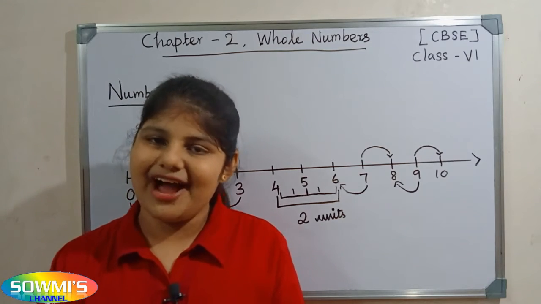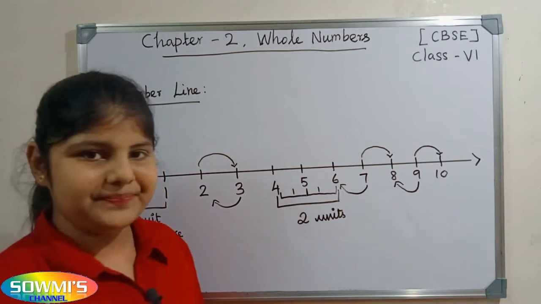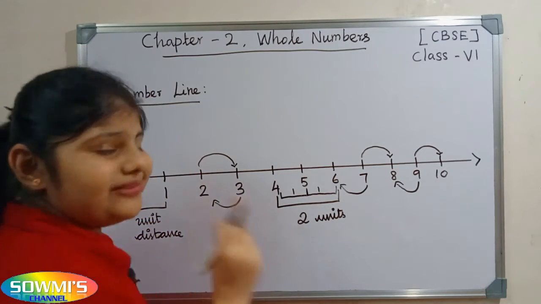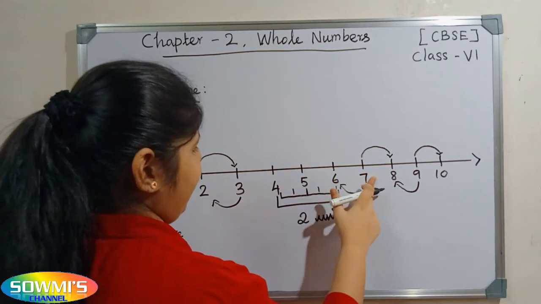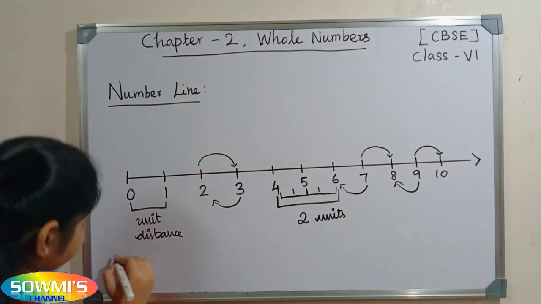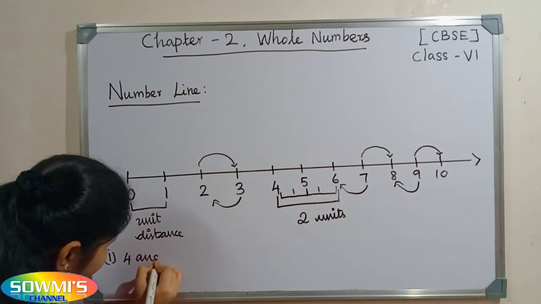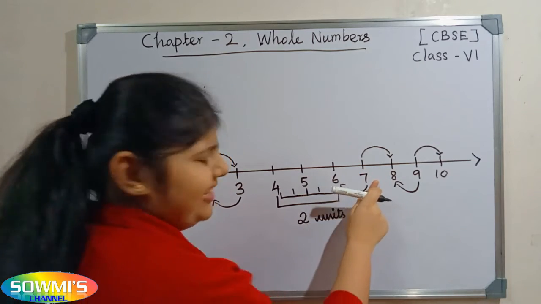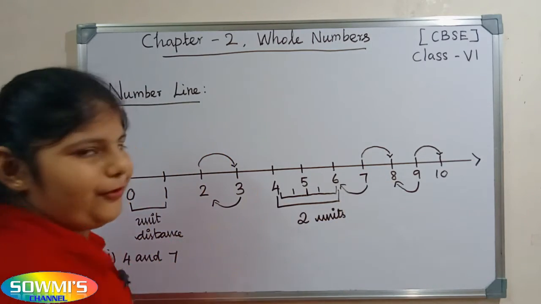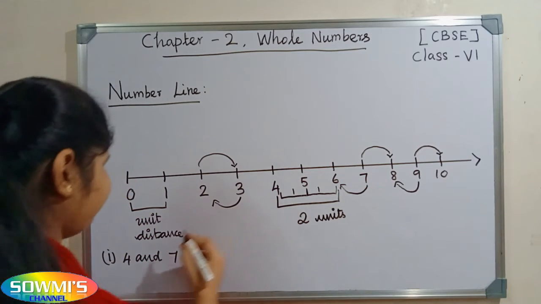So next we will see how to represent lesser than and greater than on the number line. So now we will take two numbers, that is 4 and 7. The number 7 lies on the right of 4. So 7 is greater than 4.